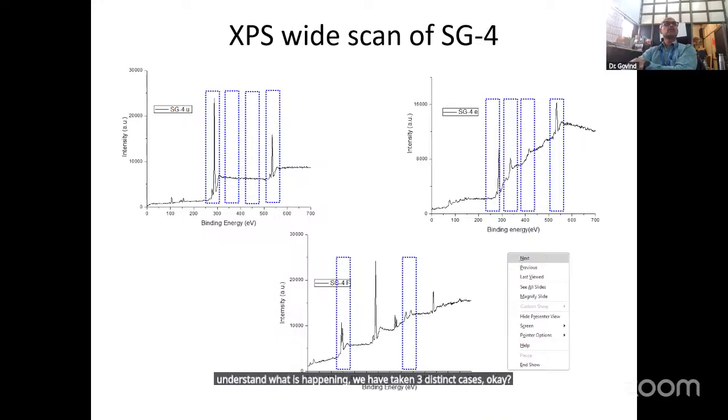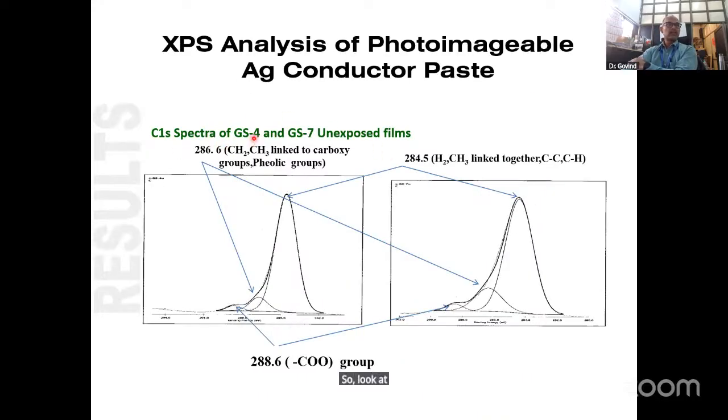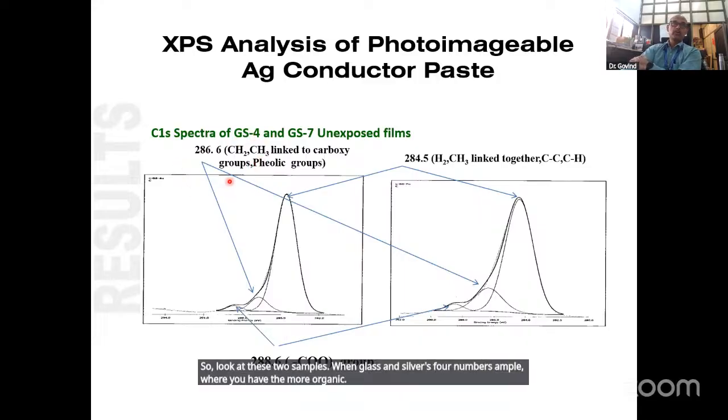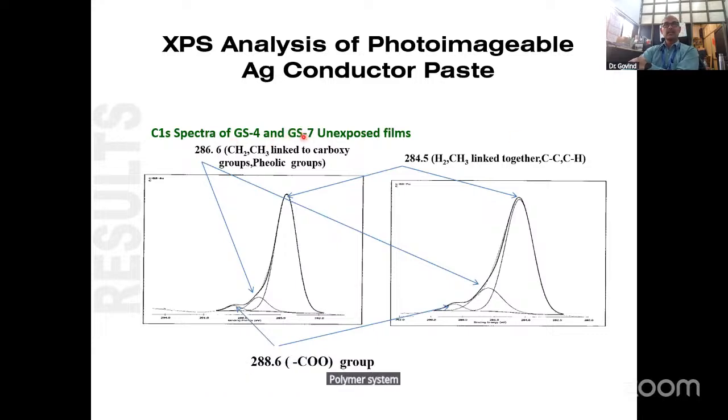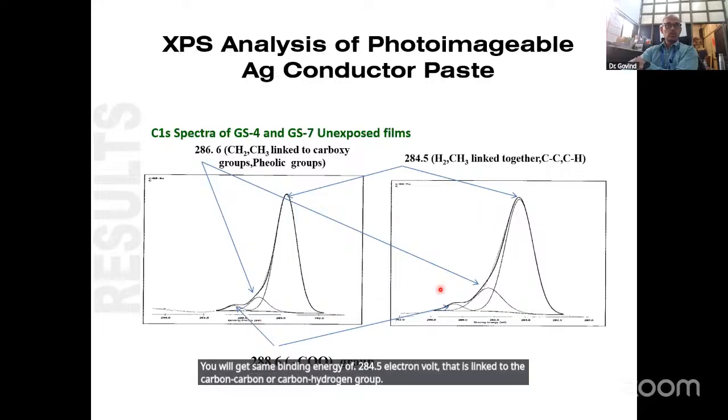Look at these two samples: the glass and silver 4 sample, which has more organic polymer system, and the glass silver composition where the organic is a very small percentage. If you see both cases, you will get the same binding energy of 284.5 electron volt, which is linked to the carbon-carbon or carbon-hydrogen group.